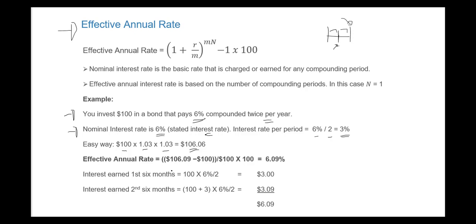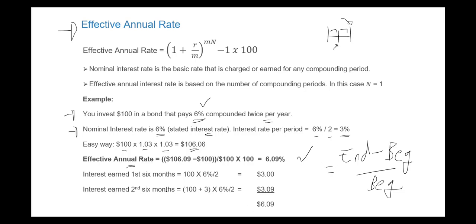If we look at the effective annual rate, 6% was stated as the annual rate, but it's compounded twice per year. So we do ending minus beginning, divided by beginning, times 100%, and we get an effective annual rate of 6.09%. That's just our rate of return. Remember, it's ending minus beginning divided by beginning, and that gives us our holding period return.